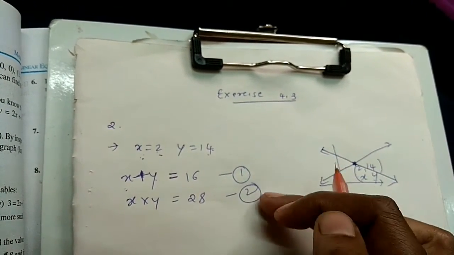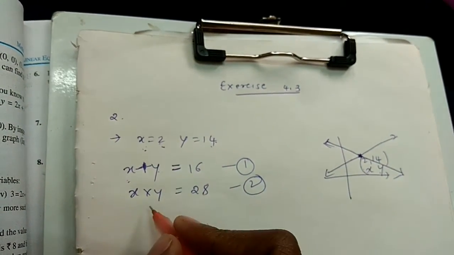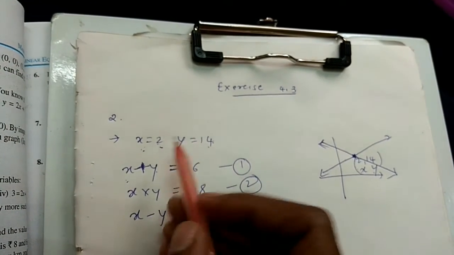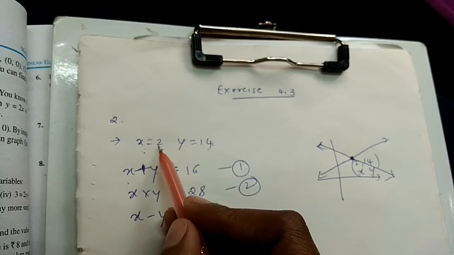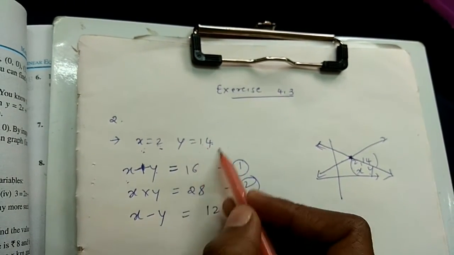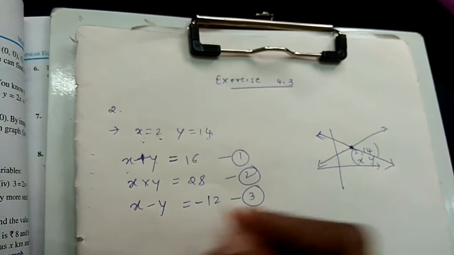So they asked to form two equations for this point, but there can be many equations. You can subtract also: x minus y equals, where x is 2 and y is 14, 2 minus 14 is 12. But here it will have a minus sign, so it will be minus 12. So this is the third equation.